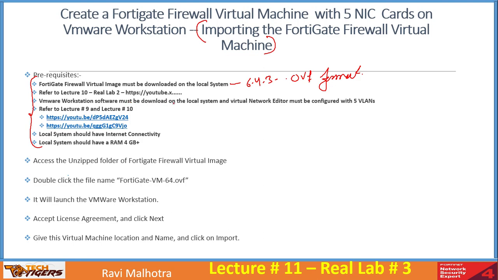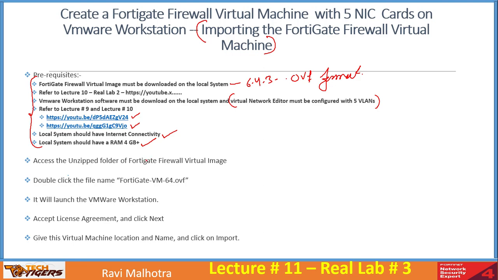VMware Workstation software must be downloaded and installed on the system, and the virtual network editor must be configured with 5 NIC cards. Both of these things are done. Please refer to my lecture number 9 as well as lecture number 10. It will help you with how to download and install VMware Workstation, how to create networking and how to create additional VLANs on that and all that. And then your local system should have internet connectivity, and you should have more than 4 GB of RAM in your system to run a virtual machine as well as other operating system related functions smoothly.